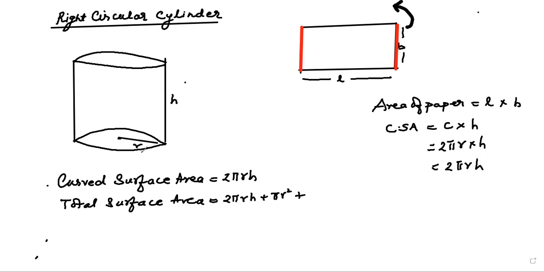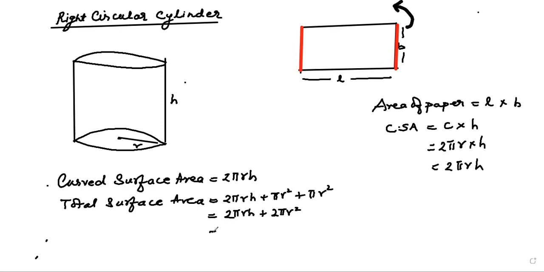The bottom round surface and the top round surface are identical. So if the area of the upper circular face is pi r square, the bottom will also be pi r square. When I simplify this, 2 pi r h plus pi r square plus pi r square, 2 pi r square.